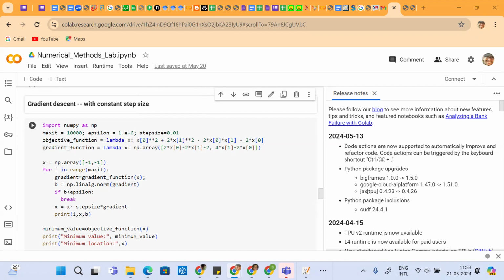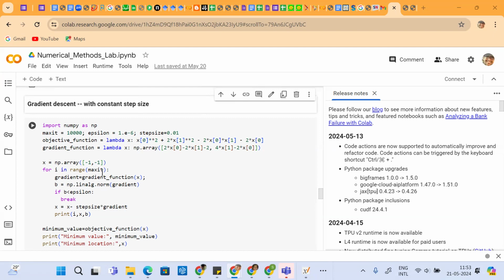I am iterating. X is your x naught, minus 1 comma minus 1. This is your starting guess value. So now you have the starting guess value, and now you have the step size. Do you need any more information? No, you have everything. Direction we have to find.